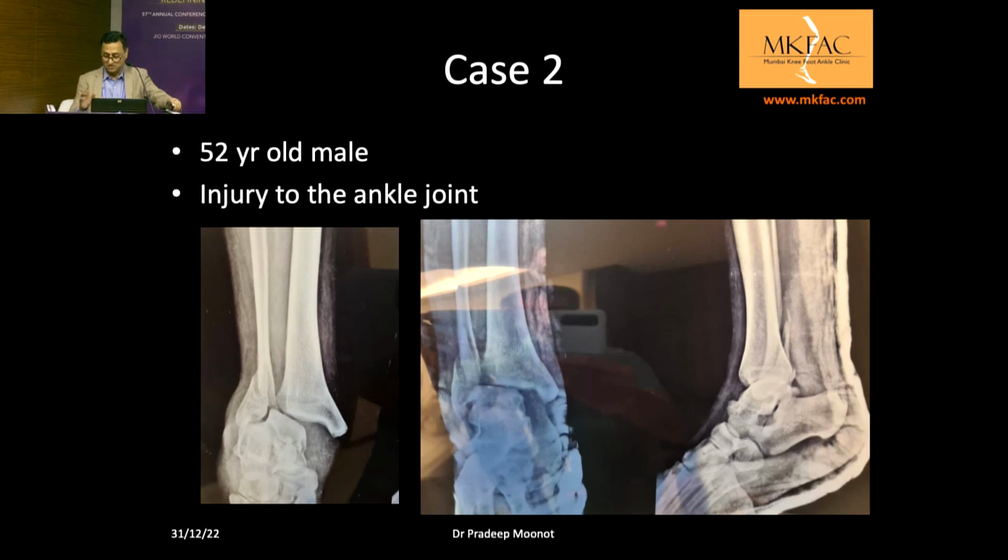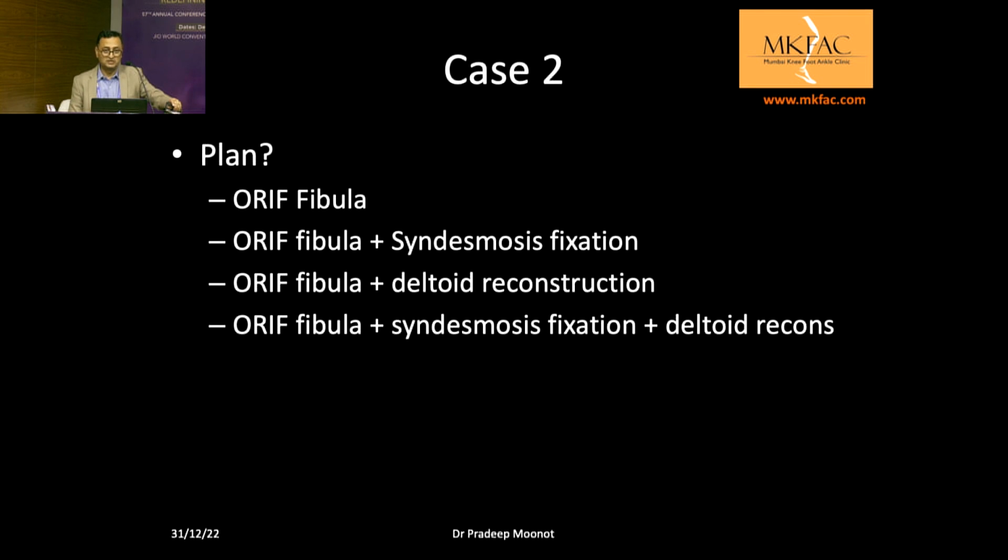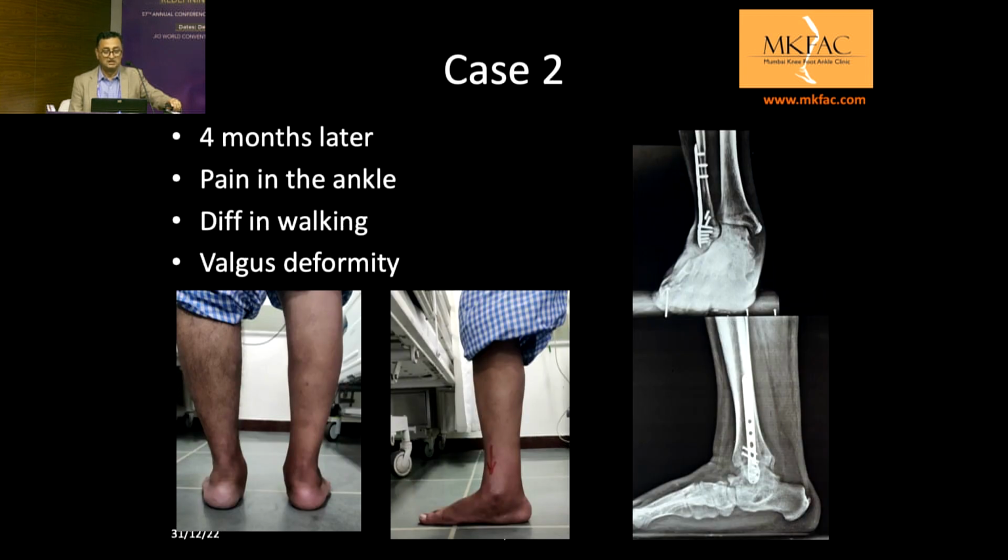Second case, for which a poll was already put up on the WhatsApp group. A 52-year-old male with an injury to the ankle joint. So these were the options listed, and most of the people have given it right, where they have said fibula fixation with syndesmosis and the deltoid. Few people have mentioned only fibula fracture fixation, or fibula with syndesmosis fixation.